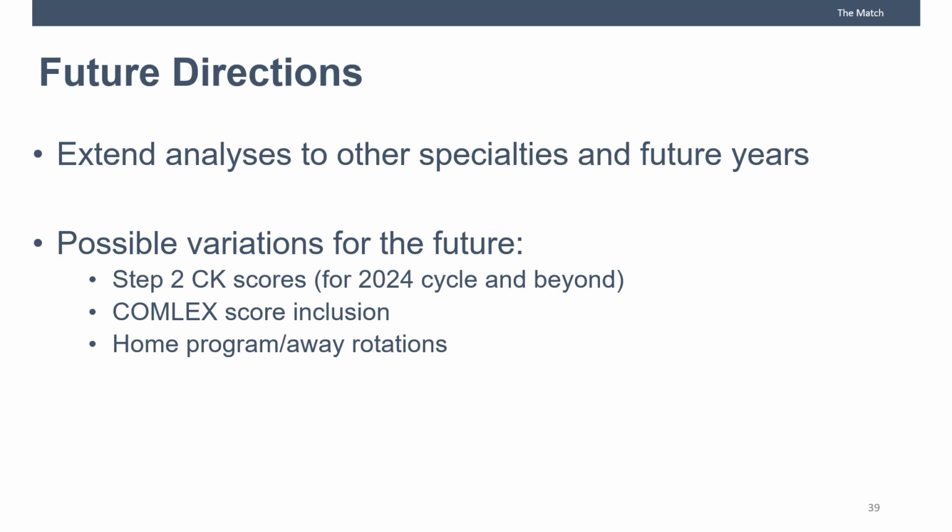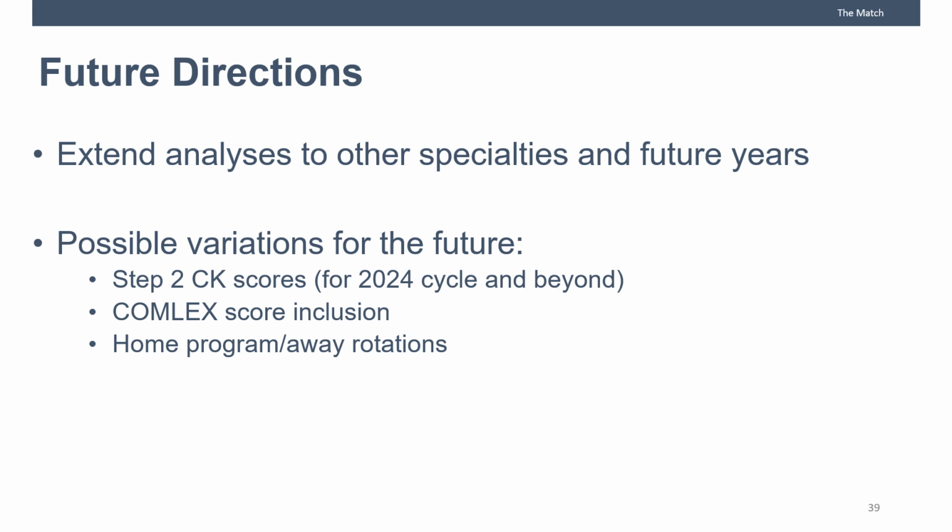Closing with some future directions, our next step for this work involves extending our analyses to numerous other specialties. In addition, as the number, use, and evaluation of signals continues to evolve, we plan to investigate the effect of signaling on the 2024 cycle data and hopefully beyond. There are also variations to our current analysis that we're considering for future work, many of which relate to addressing the previously covered limitations. First, due to the transition of Step 1 to pass-fail, few applicants have Step 1 scores, and even fewer will have these scores moving forward.